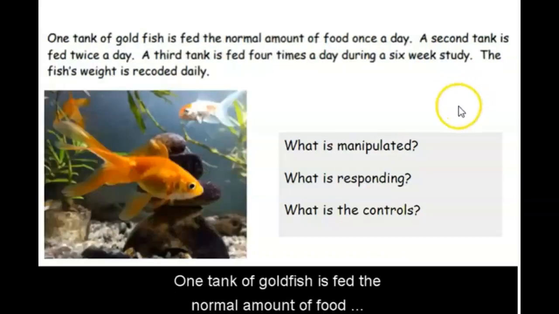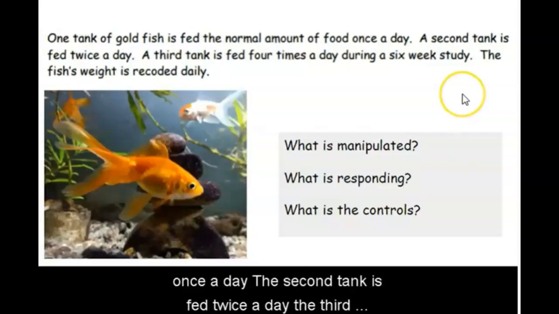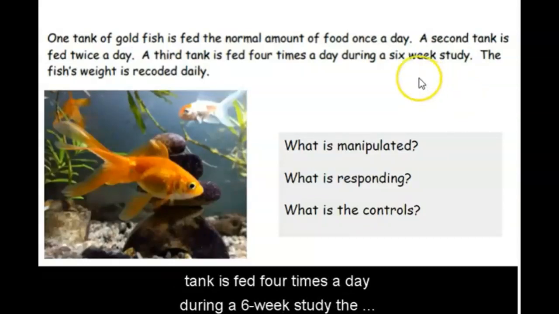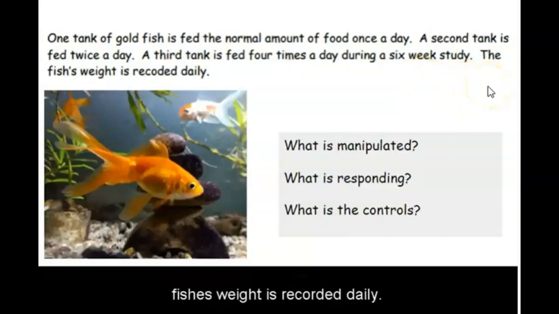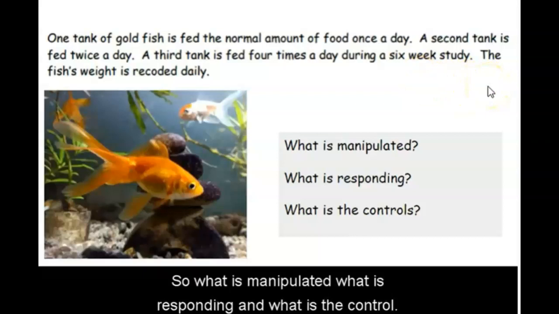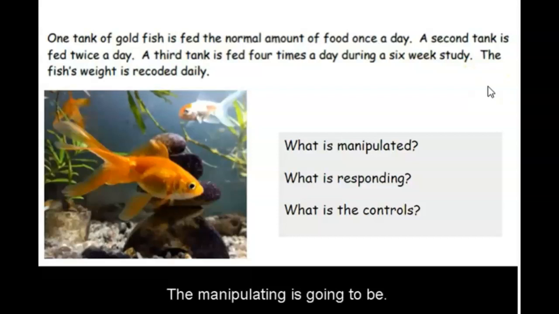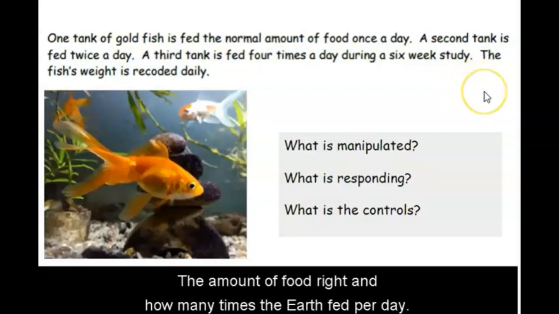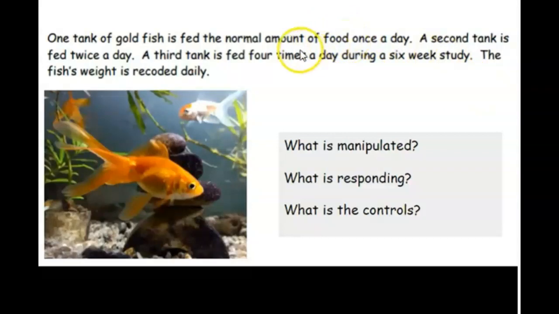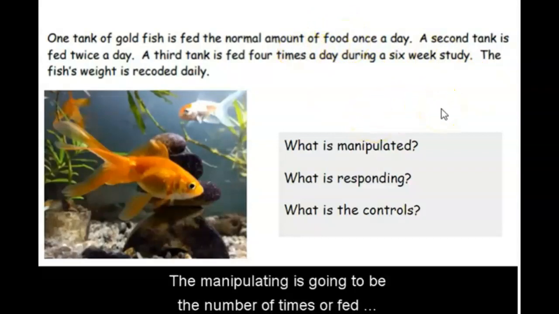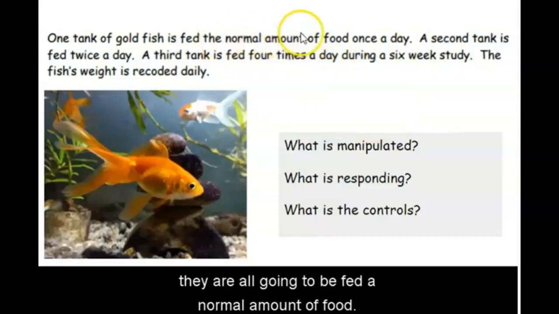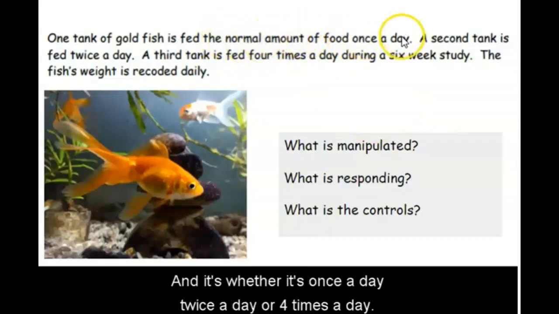1 tank of goldfish is fed the normal amount of food once a day. The second tank is fed twice a day. The third tank is fed 4 times a day during a 6-week study. The fish's weight is recorded daily. So what is manipulated, what is responding, and what is the controls? So the manipulating is going to be the amount of food, right, and how many times they're fed per day. The manipulating is going to be the number of times they're fed. They're all going to be fed a normal amount of food, and it's whether it's once a day, twice a day, or 4 times a day.